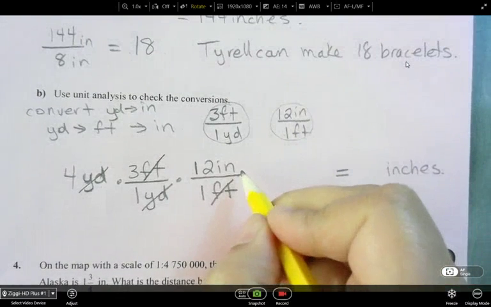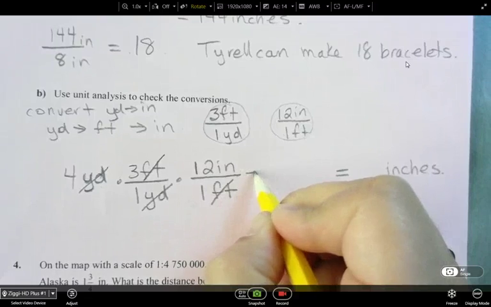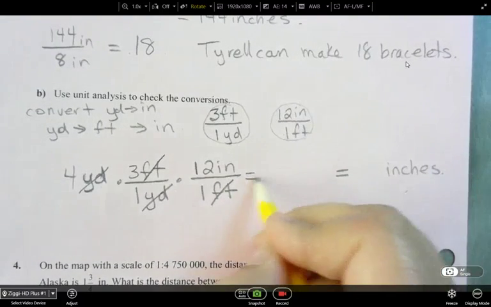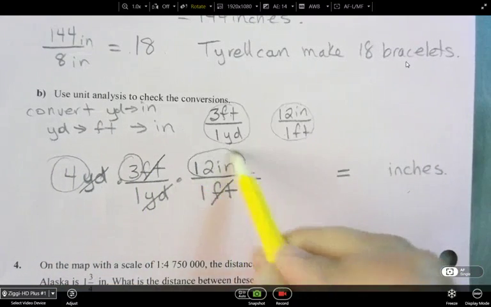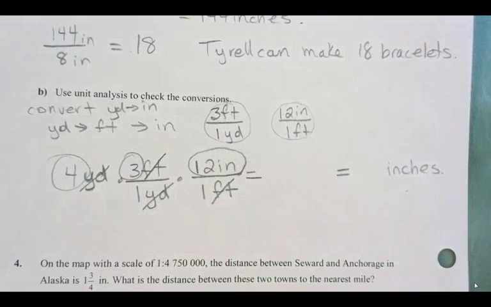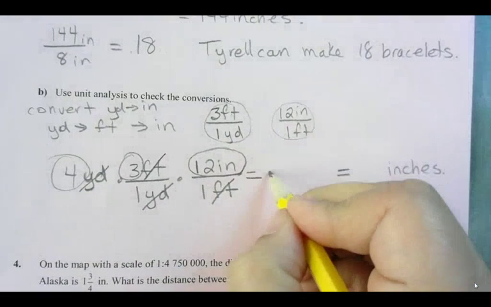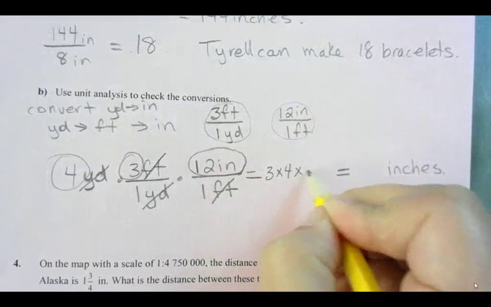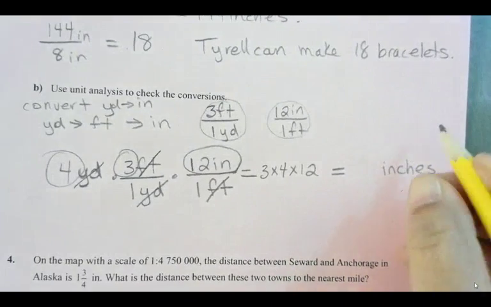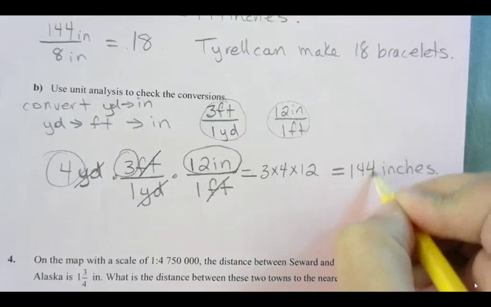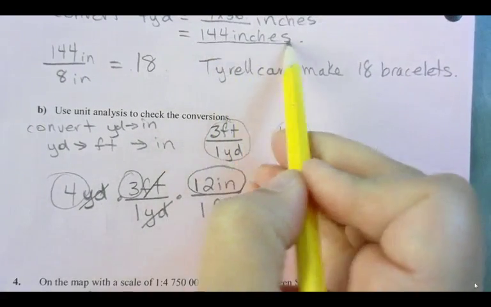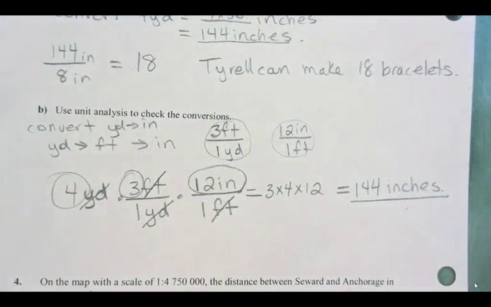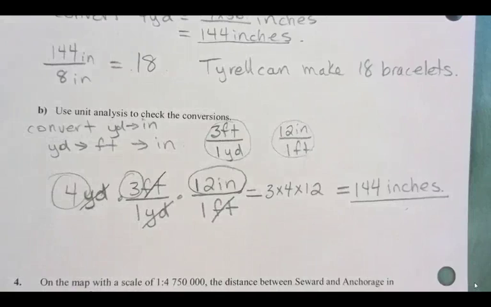And so what does this give me now? What's left? Have I gotten to inches? Yeah. So I'm left with this 4, I'm left with this 3, and I'm left with 12 inches. Okay. So what is 3 times 4 times 12? Sorry, 144. That is 144 inches. Is this the same thing that I got up here? Yeah. So that's just another way that I can verify that I've done it correctly. Okay? And that's all we're doing with that.